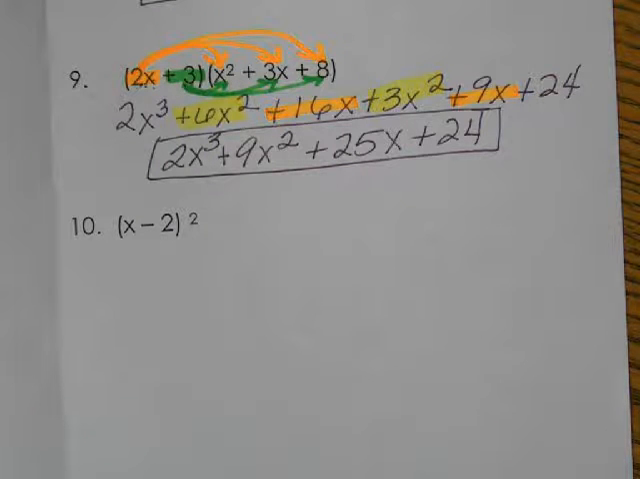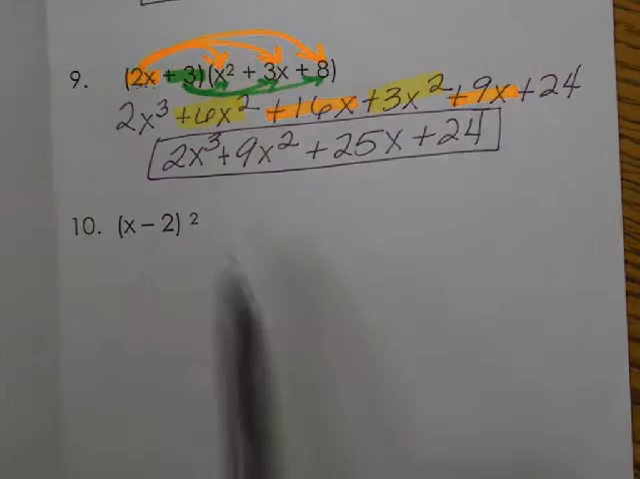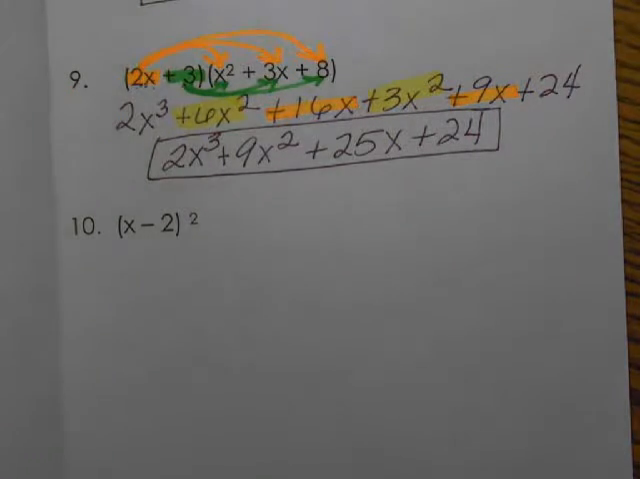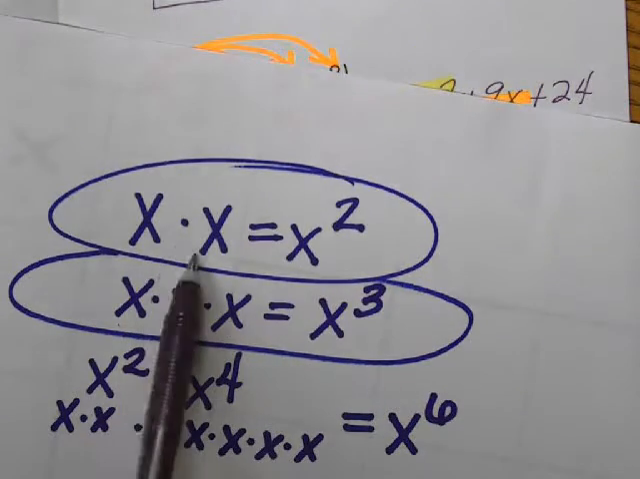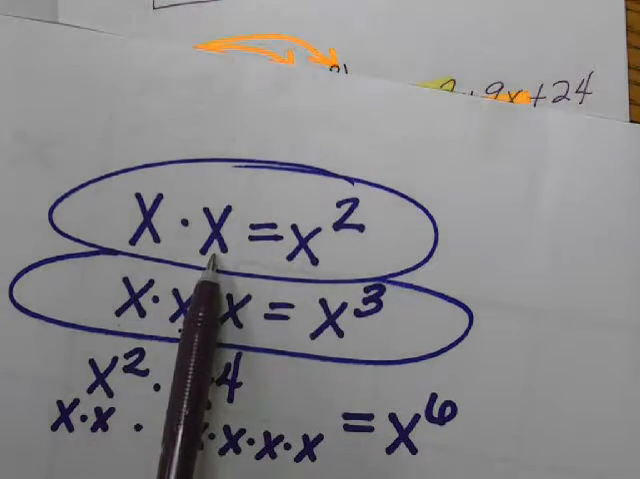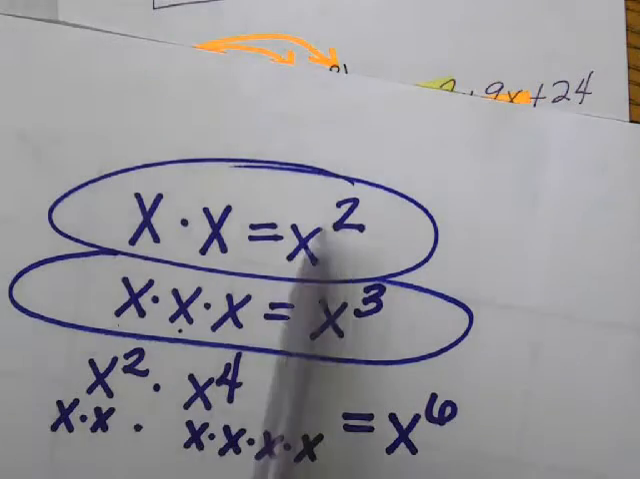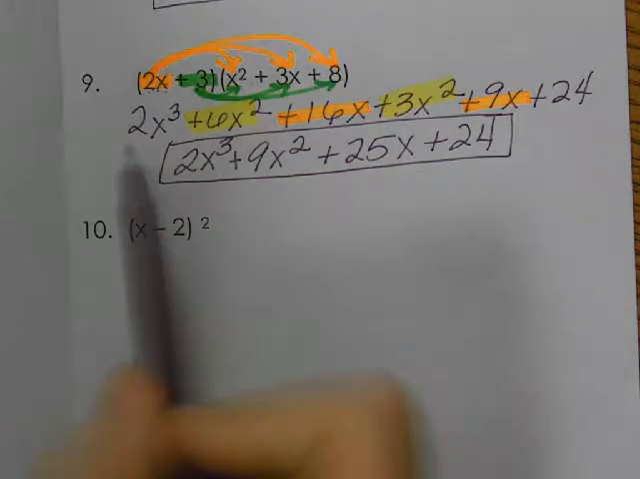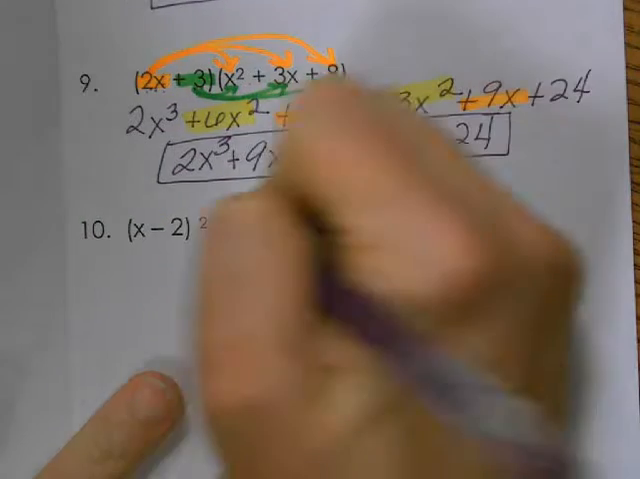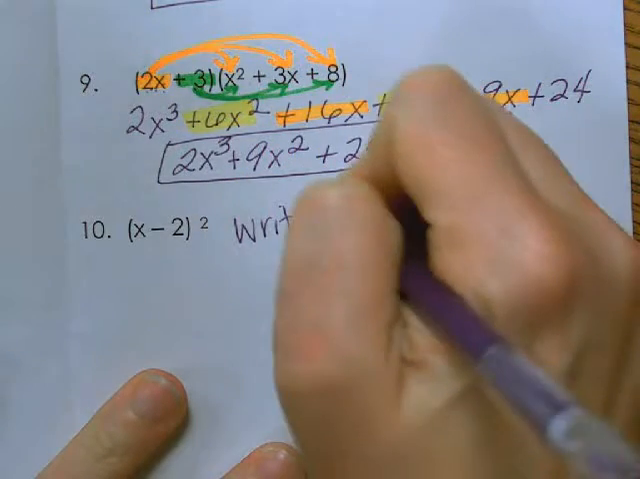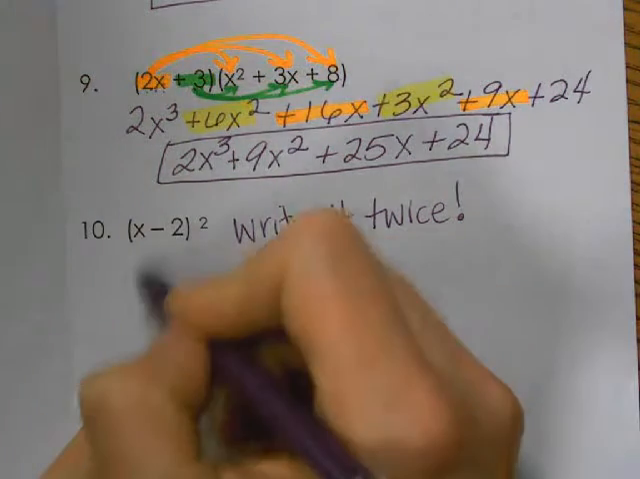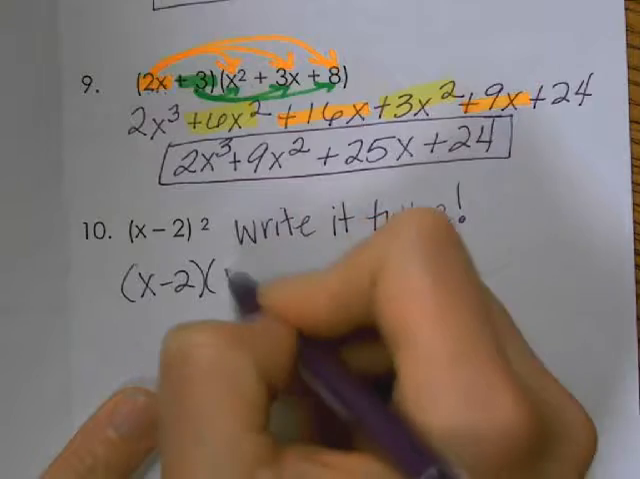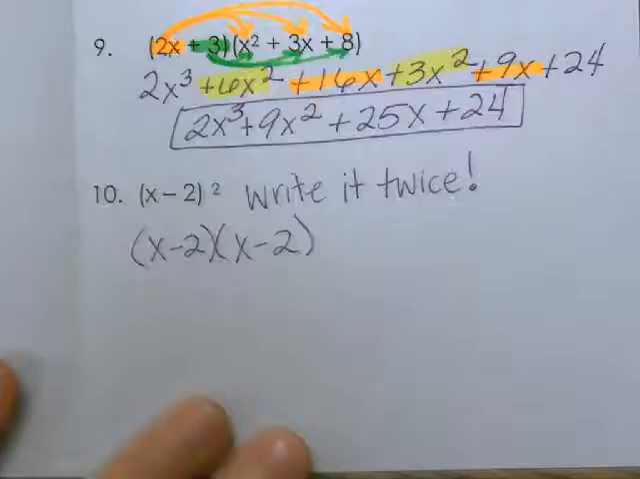The last problem that I want to look at is number 10. It has a squared on the outside. Remember that squared just means whatever it is 2 times, right? X squared just means x times x. Y squared just means y times y. So this is x minus 2 squared, so that just means write it twice. Okay? So this is just x minus 2 times x minus 2.